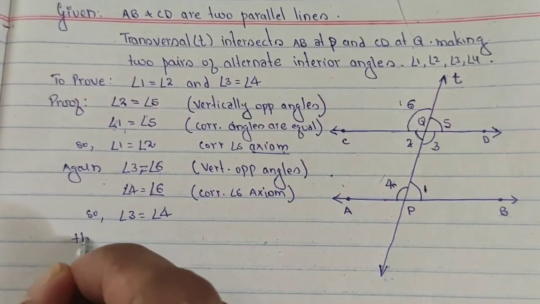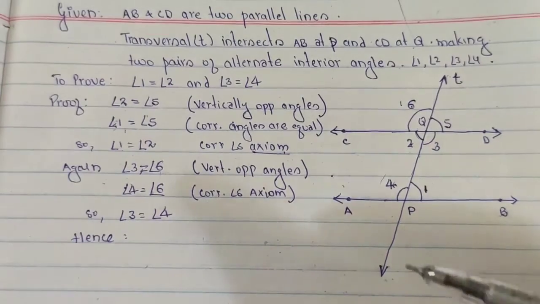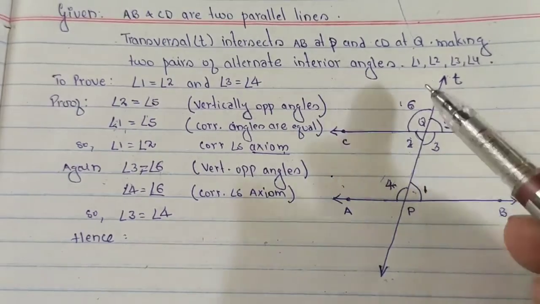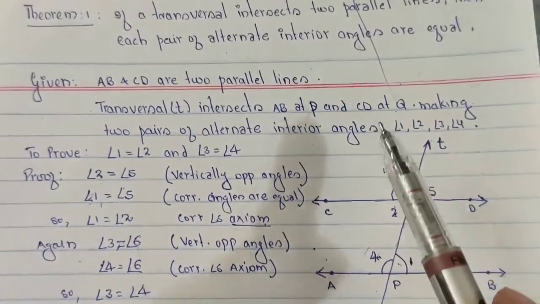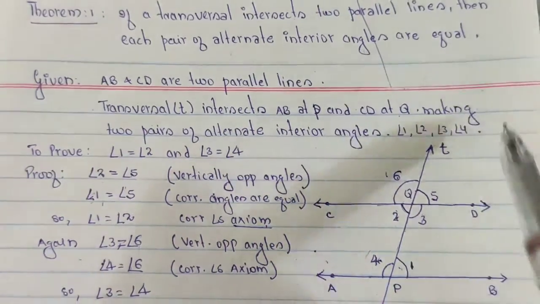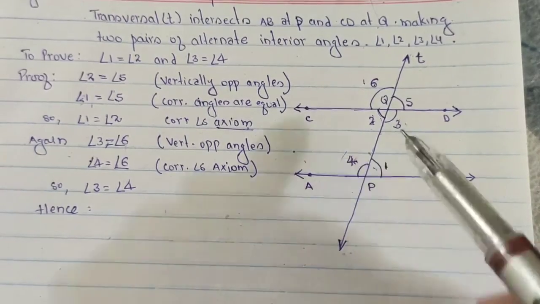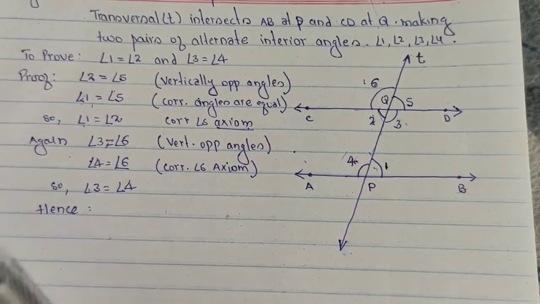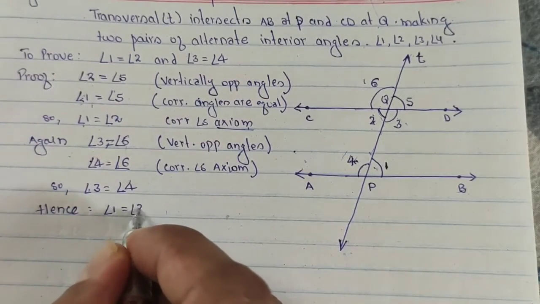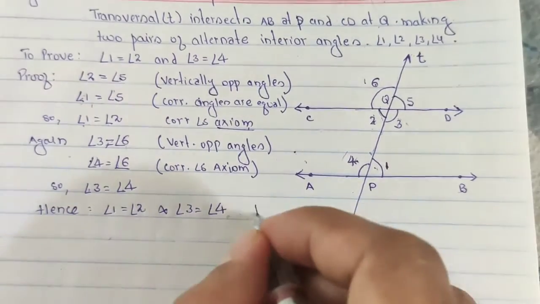Hence, what you have to prove, that your alternate interior angles are equal, which is given here, that you have to prove. Then each pair of alternate interior angles are equal. Now what are your alternate interior angles? Angle 1 and 2, 3 and 4, you got it. So here you write, hence angle 1 is equal to angle 2 and angle 3 is equal to angle 4. Hence proved.